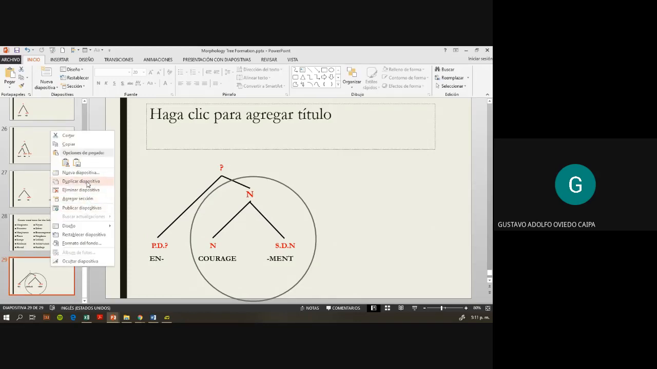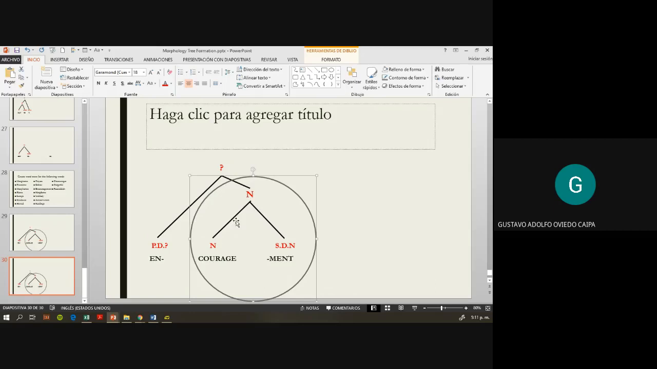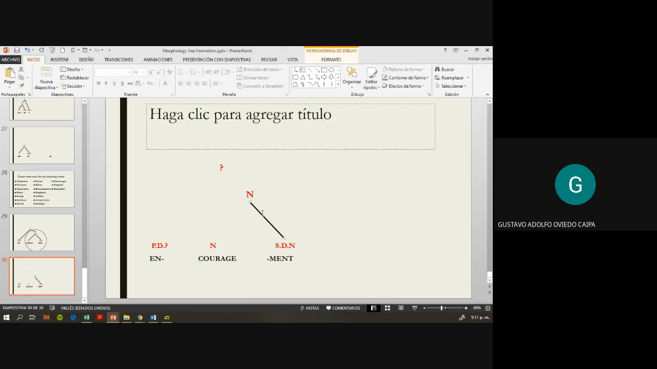So I'm going to do the right tree for this one. So I'm going to begin on the right side. So courage is a noun, but then I need to begin on the left, on the prefix. For this one, I'm going to have to begin here. So first of all, this one is a prefix, still a prefix. This one is still a prefix, still derivational.